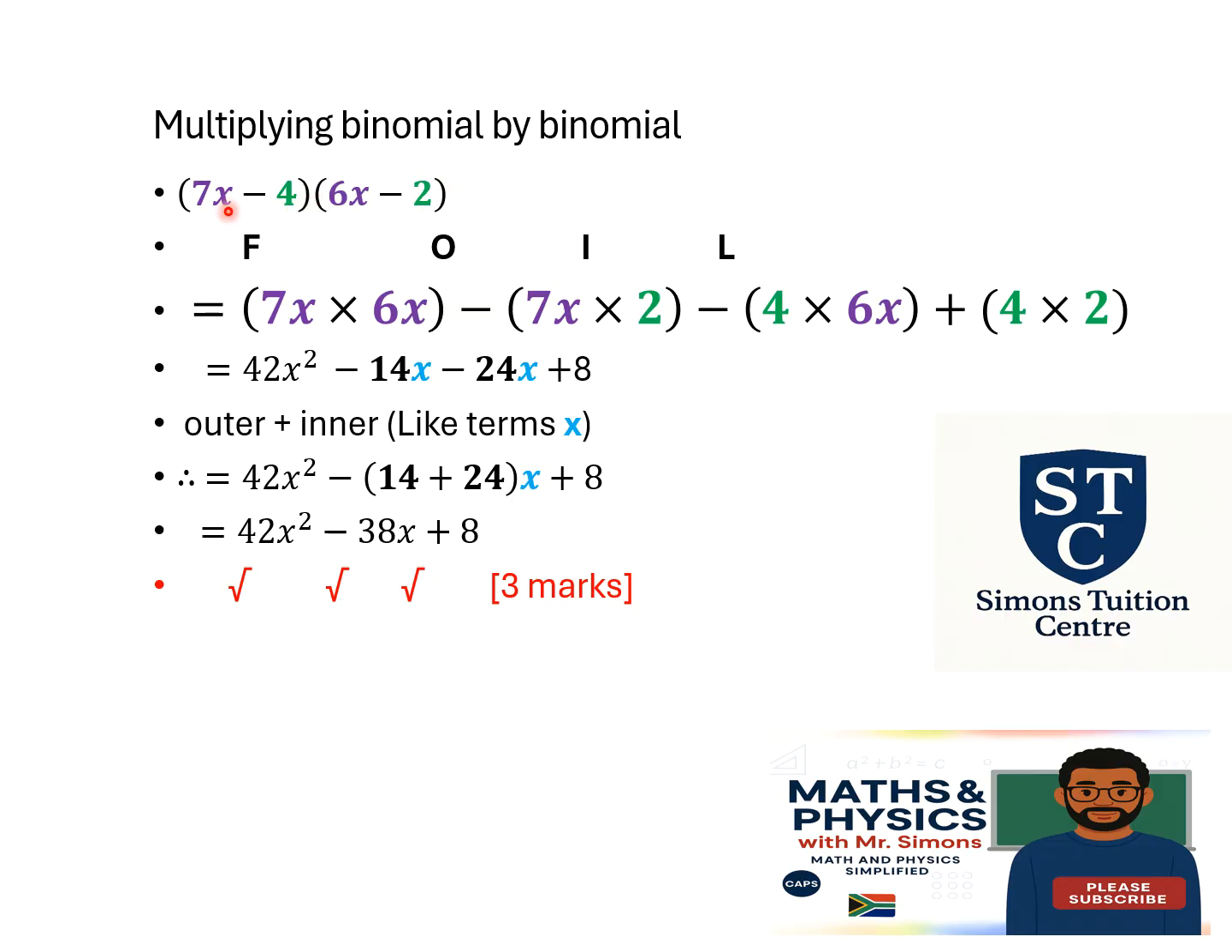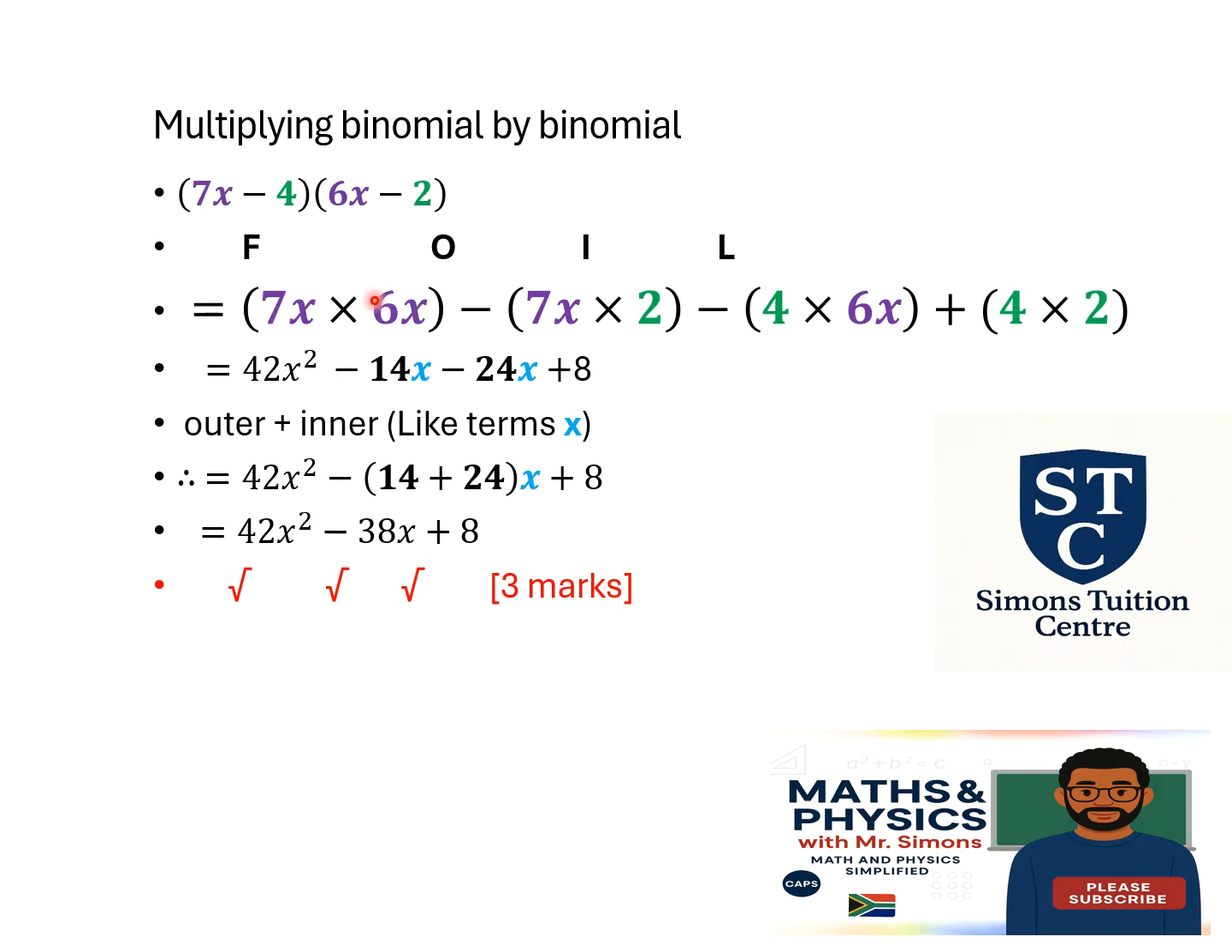So my first terms are 7x and 6x, so therefore 7x times 6x. My outer terms on the outside of the brackets is 7x and negative 2. So positive times negative gives me negative. And that becomes 7x times 2. My inners is negative 4 and 6x. So negative times positive gives me negative. Becomes 4 times 6x. My last terms is negative times negative, which is positive, and it becomes 4 times 2.